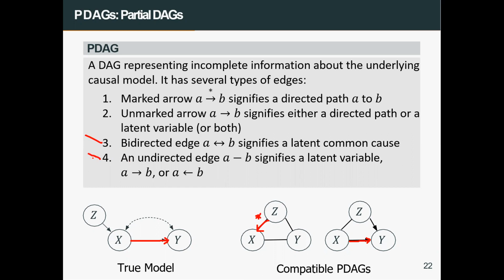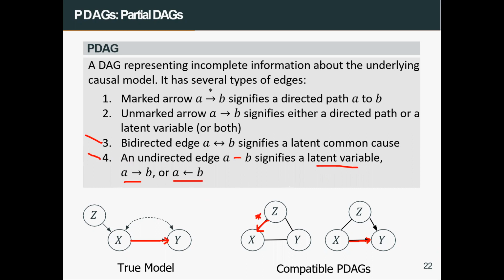And then if you have an undirected edge A to B, like this, it means we basically don't know anything. It can be a latent variable, it can be A to B, it can be B to A.